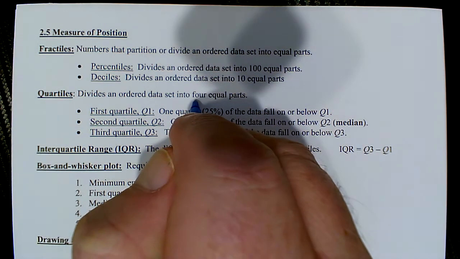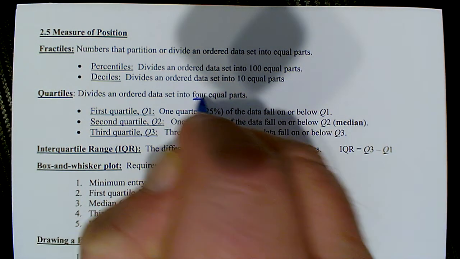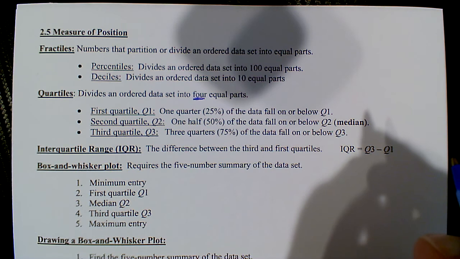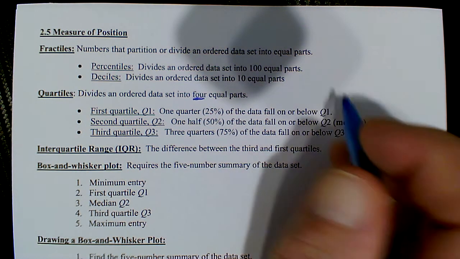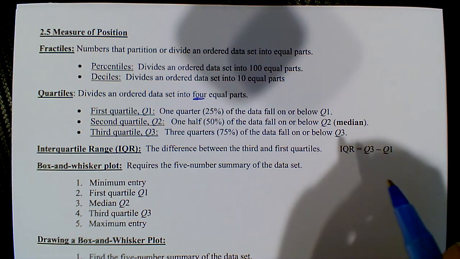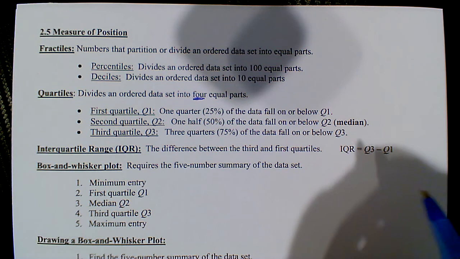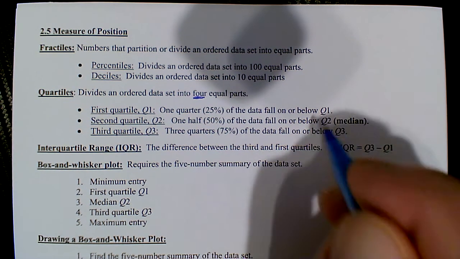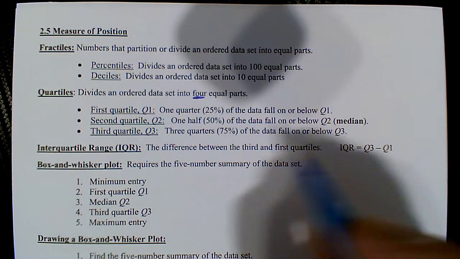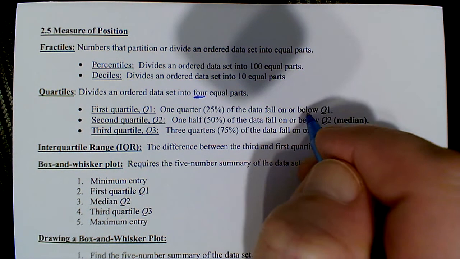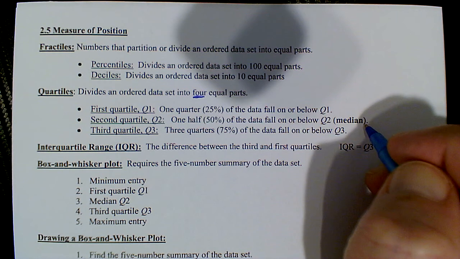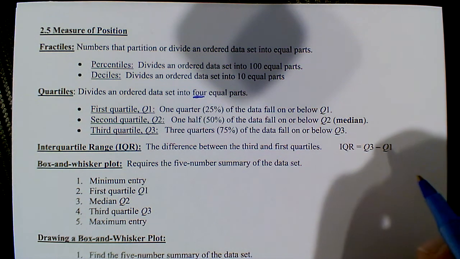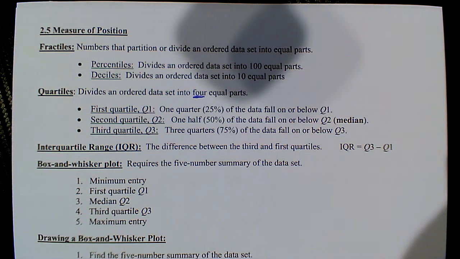And so we have the first quartile where 25% of the data fall on or below. Whenever we talk about percentiles, the basic definition for percentiles means the amount of data below a particular piece of data. So that's important to remember. First quartile, 25% is below. Second quartile is actually the median, 50% of the data is below. Third quartile, 75% of the data.